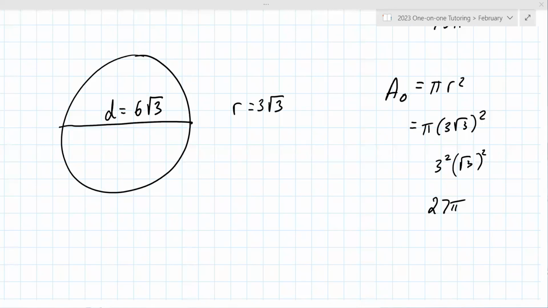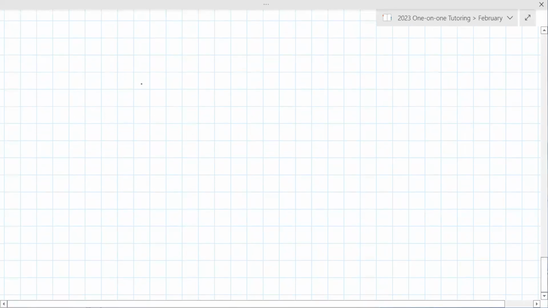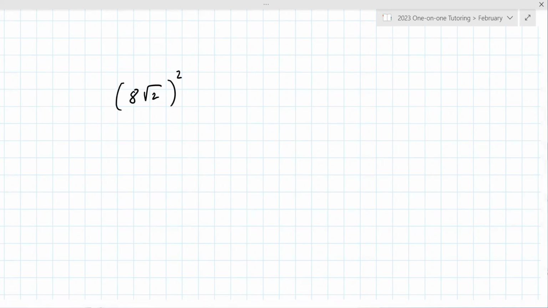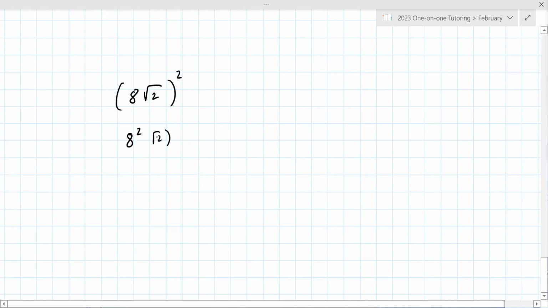So now let's look at this here. Let's say I want you to do 8 square root of 2 squared. 8 squared times 2 squared, 64 and 2. Yes. Sorry, I don't know why I was messing that up. It's there.